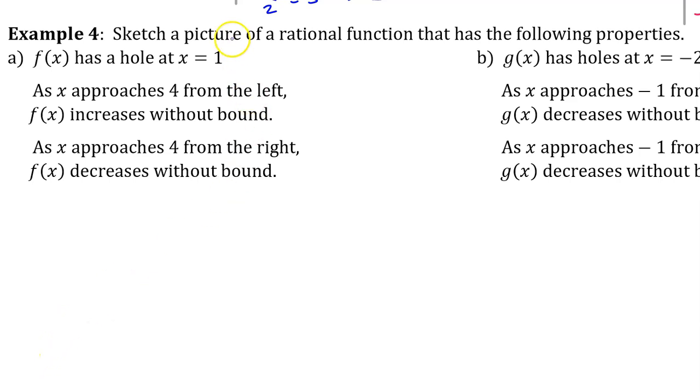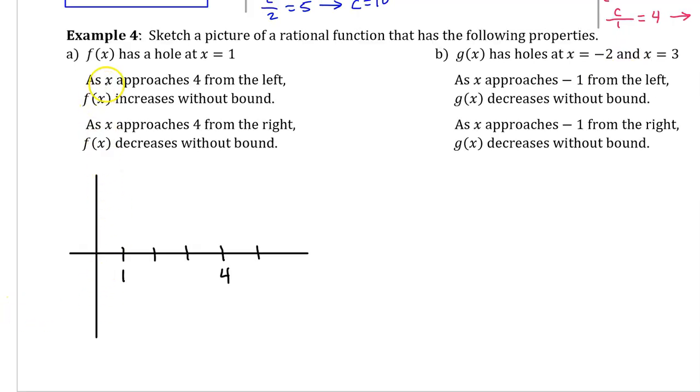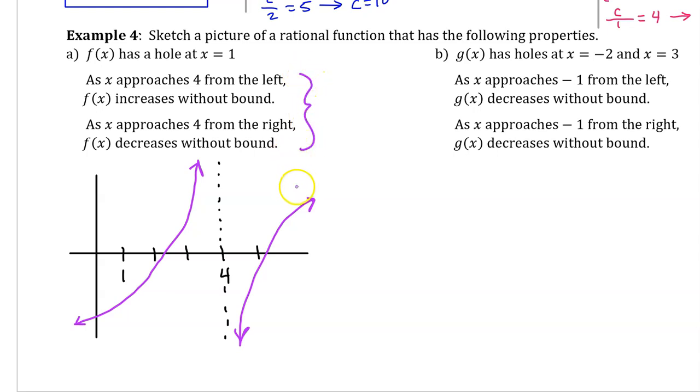Example 4. Sketch a picture of a rational function that has the following properties. Part A. F of x has a hole at x equals 1. I'll come back to that. As x approaches 4 from the left, f of x increases without bound. As x approaches 4 from the right, f of x decreases without bound. So that sounds like a vertical asymptote at x equals 4. Let's go ahead and draw that. Something like this would satisfy the last two criteria.